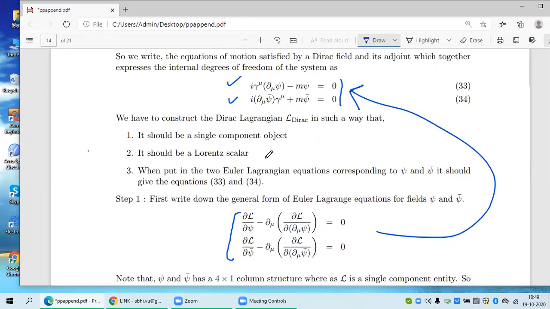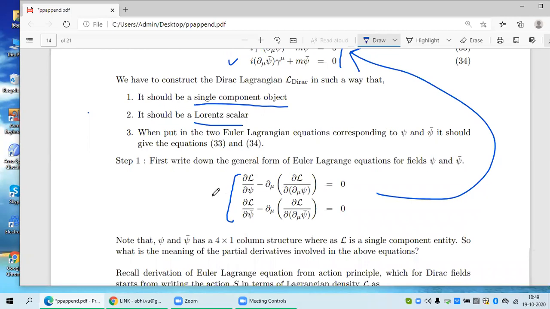Now, the thing is that this Lagrangian, which we want to construct, should be a single component object. That is the most important concern in the context of Dirac fields, because Dirac fields themselves are 4x1 matrices. And also it should be a Lorentz scalar, that is, it should be invariant under Lorentz transformation. And when we put the Lagrangian in these equations, we will get equations 33 and 34.